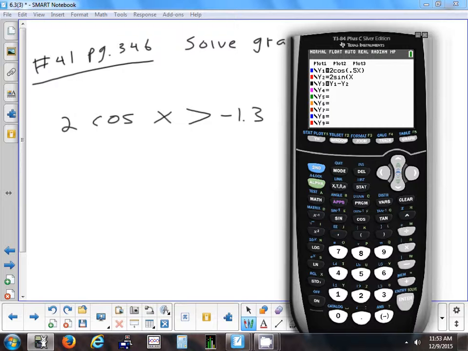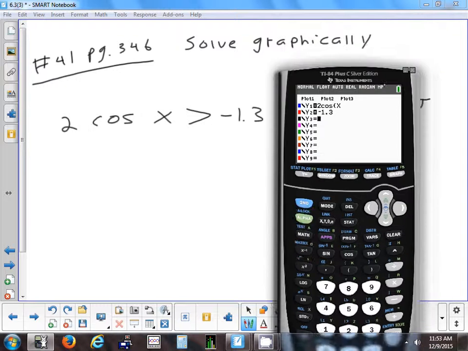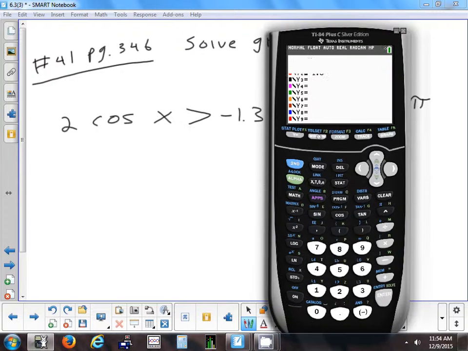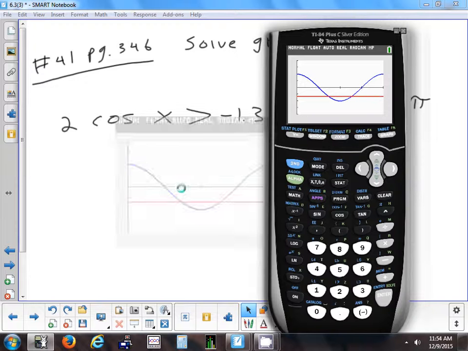So I'm going to graph 2 cosine x and negative 1.3. Notice just by me retyping something in, it turned them back on. I had shut them off, but if you type something new in, it'll turn your graph back on. And 0 to 2 pi, so I need to set my window, 0 to 2 pi. So we're looking where the cosine function is above negative 1.3.